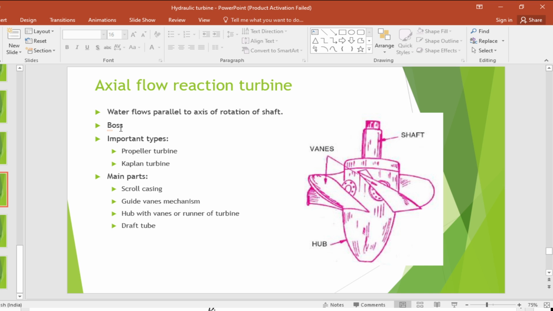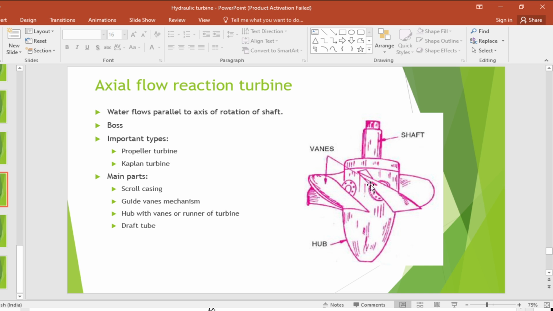Okay, this is the lower end of the shaft, which is made larger, and it is known as the hub or boss. The vanes you can see are fixed on the hub here, and hence the hub acts as a runner. In other types of turbine, the runner holds all the vanes. Here the hub holds all the vanes. So this hub or boss will act as a runner for the axial flow reaction turbine.